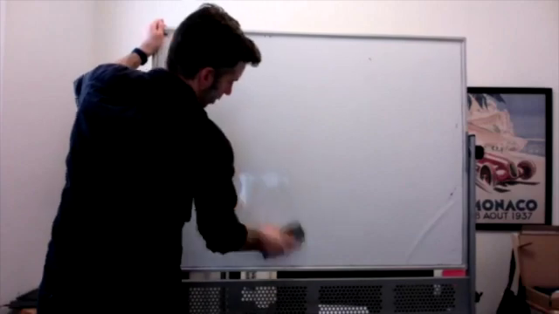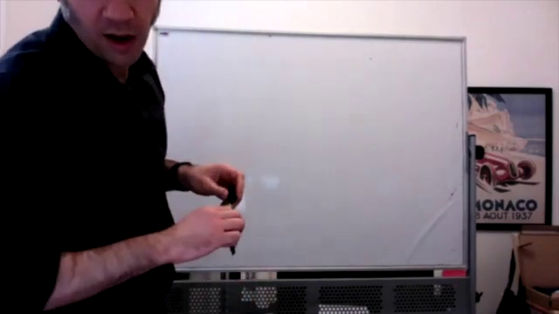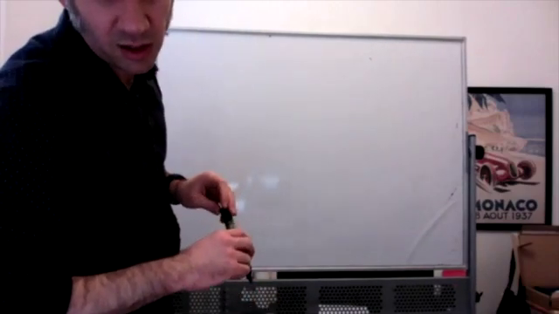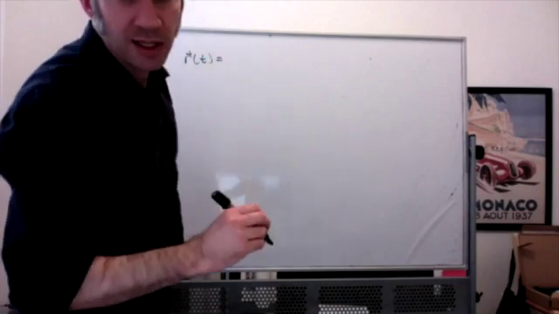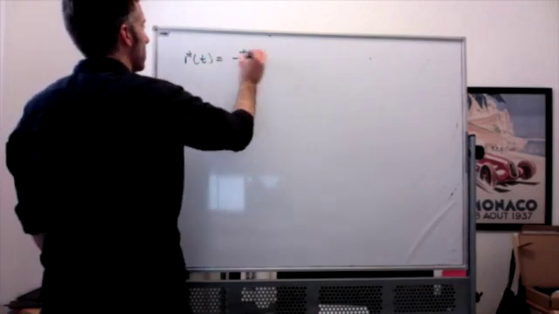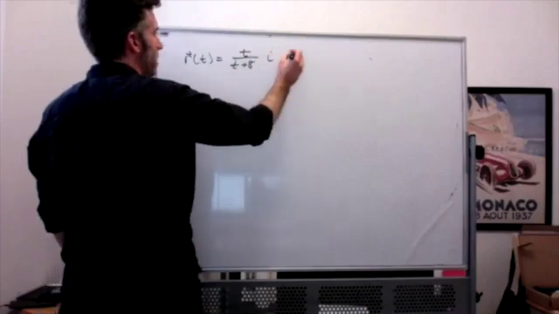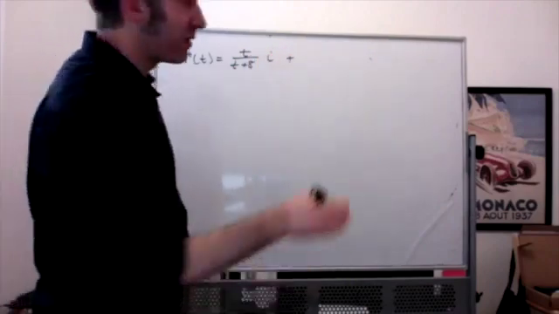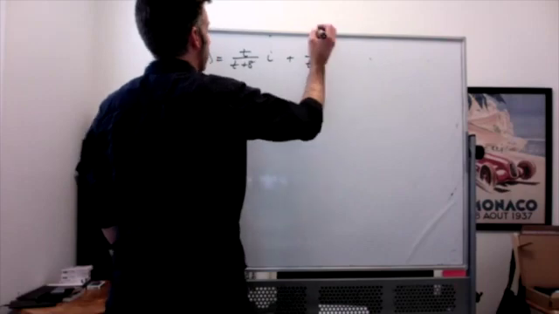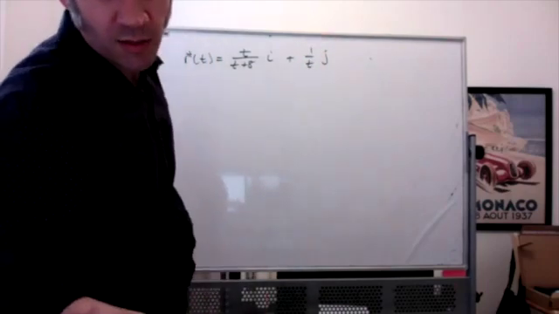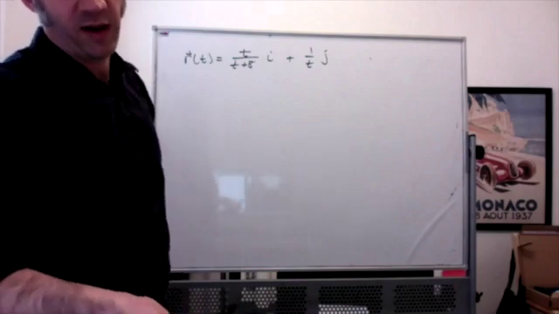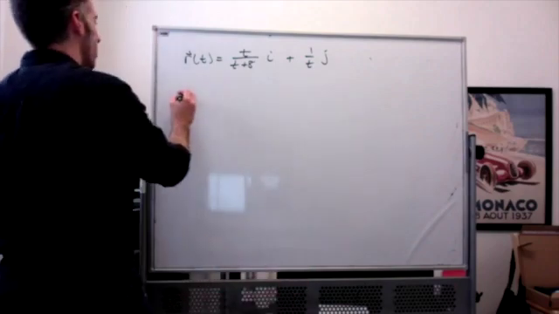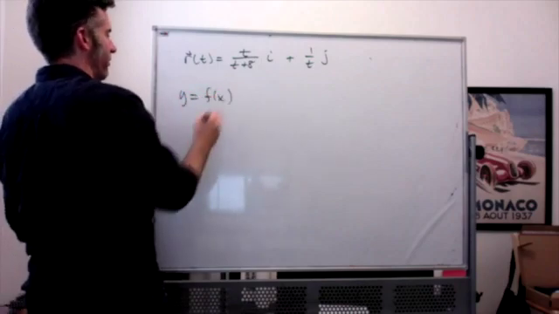So here's one of the examples from the homework. This one could be kind of challenging, but we'll work it out. The equation r of t given by t over t plus 8 i plus 1 over t j is the position of a particle in the xy-plane at time t. Find a function f of x such that the graph y equals f of x is the path of the particle. So we're looking for y equals f of x.